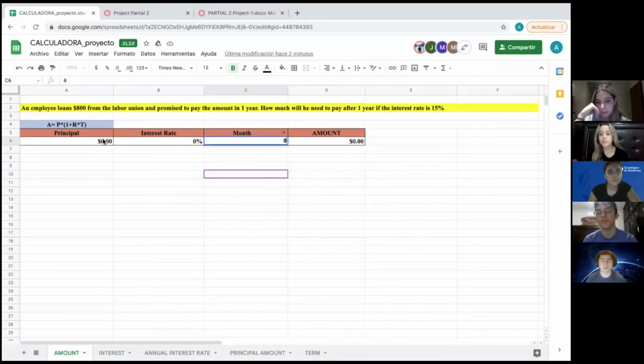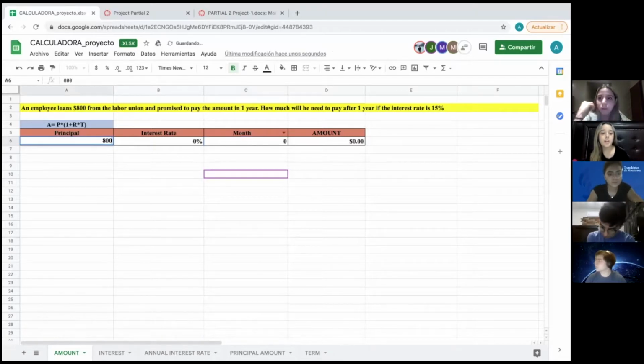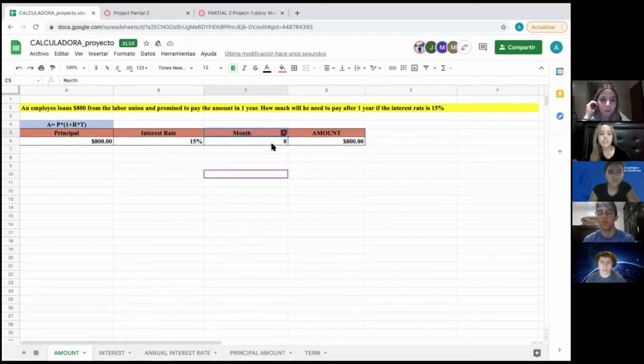And we are going to explain our calculator. First of all, we are going to explain the total amount calculator. In this example, we have a principal amount of 800 and an interest rate of 15%. And here we have the information that we promise to pay the amount in 1 year. So we are going to put 12 months. We have a lot of options like semester, annual, quarter, and things like that. So we're going to put 12 months, and there is a way to use this calculator.